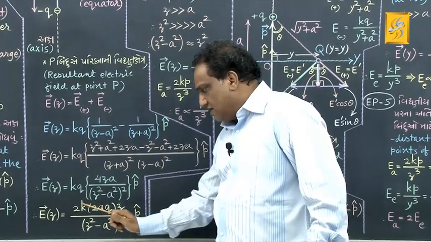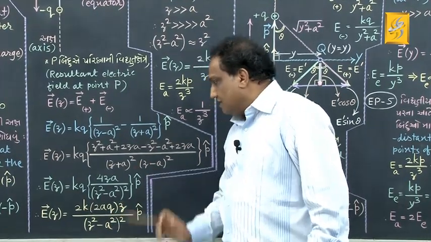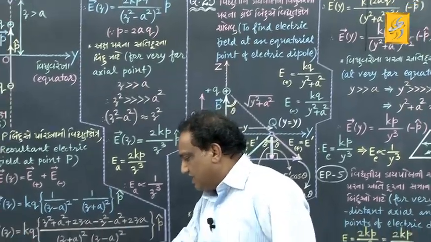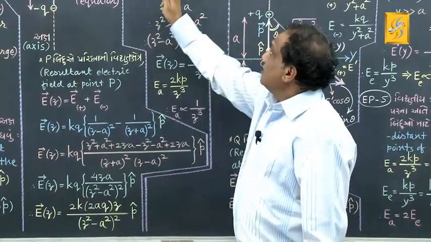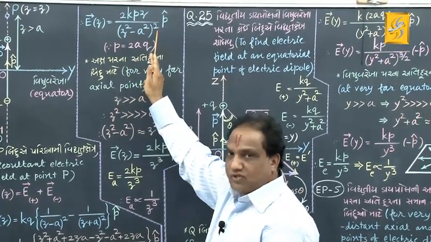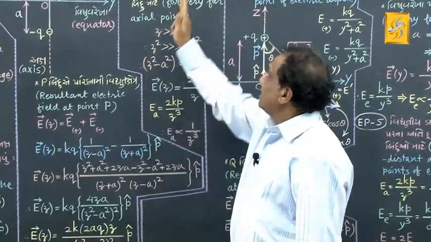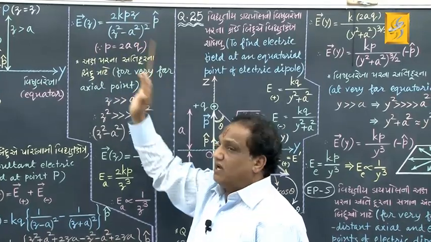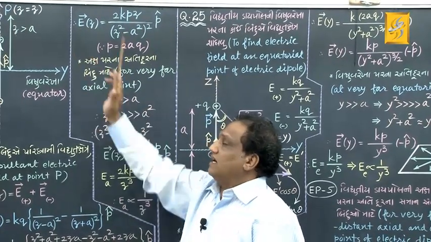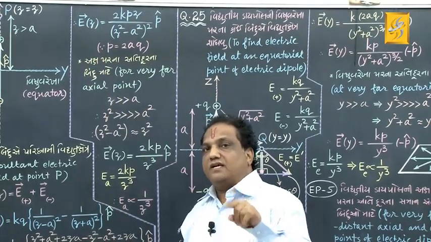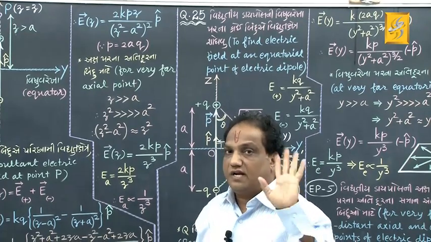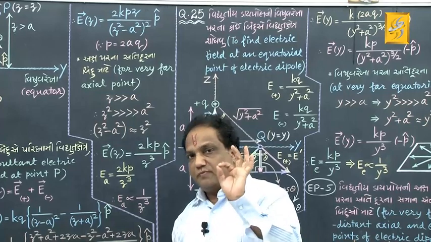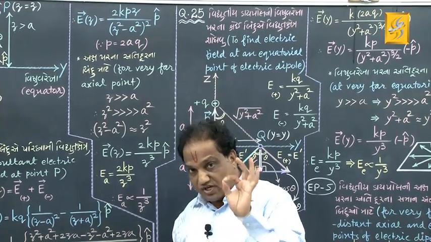Just write it here, 2kpz upon (z square minus a square) whole square into p hat, correct? This is the general formula for finding electric field at any axial point outside the electric dipole. But now we go for one specific case, one special case.